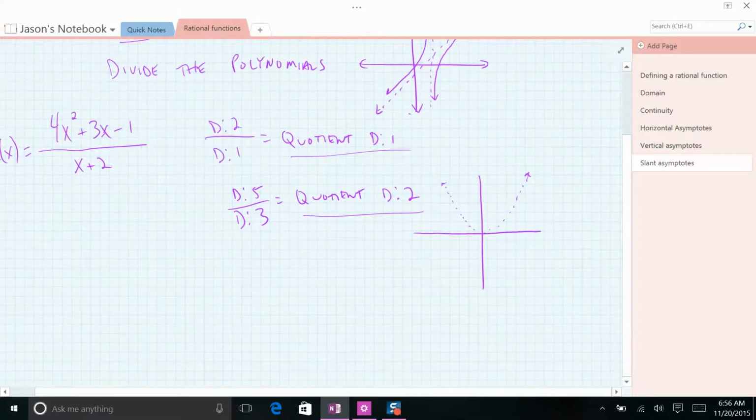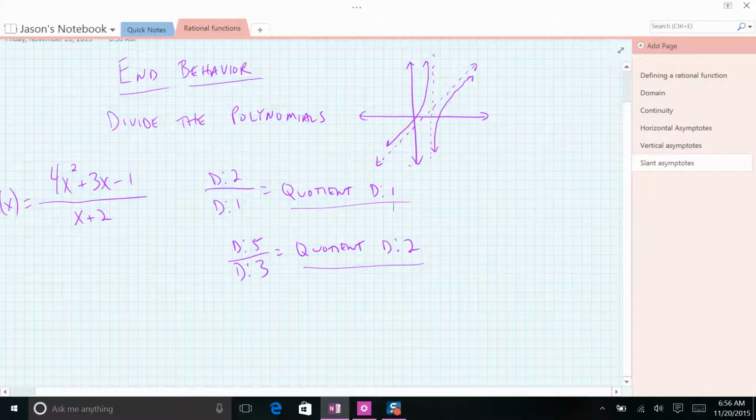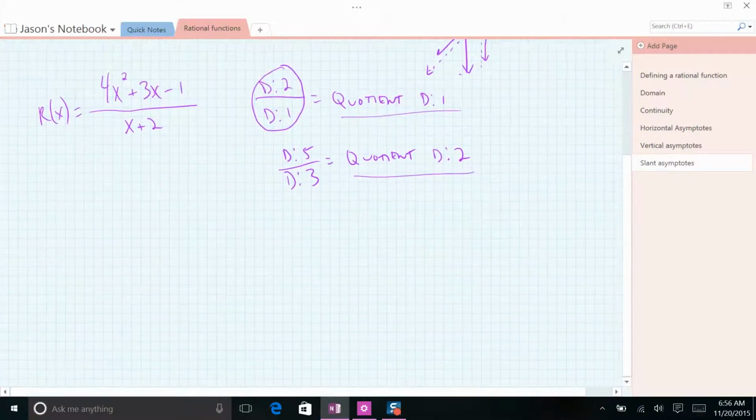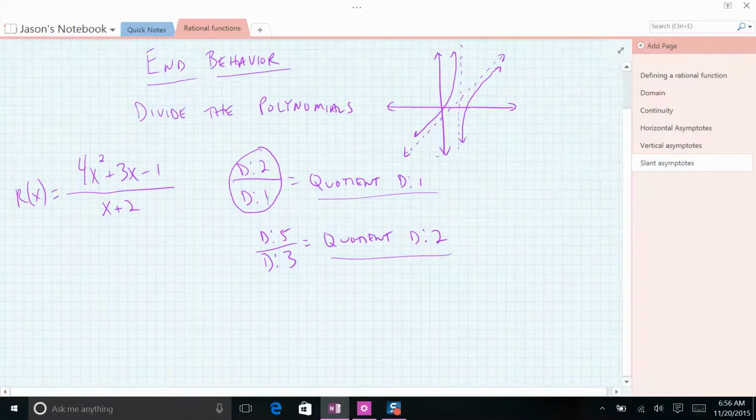We don't draw asymptotic behavior that's quadratic or even cubic. It'll start to get confusing, okay? So the point is that you can only have a slant asymptote when the degree of the numerator is exactly one higher than the degree of the denominator. So how do we find and graph that asymptote?